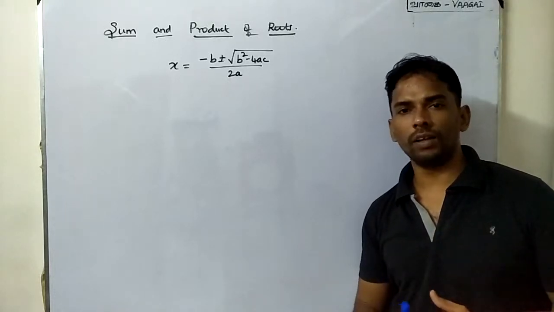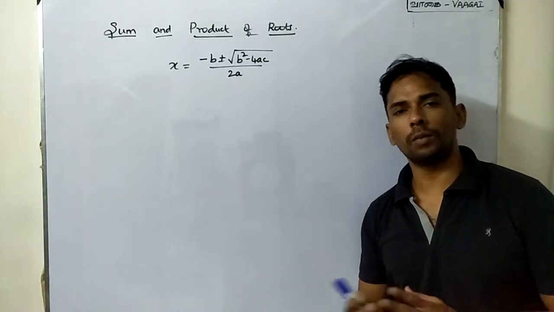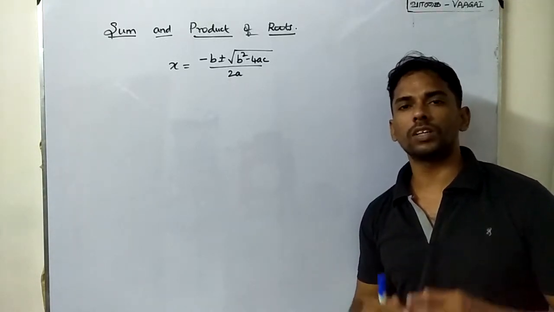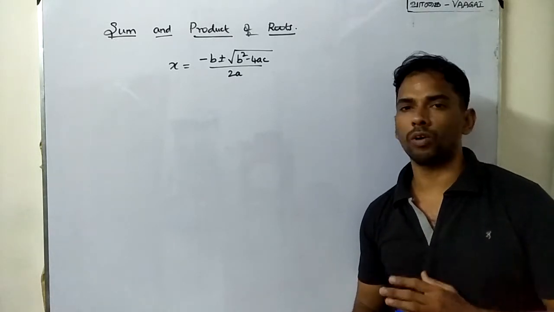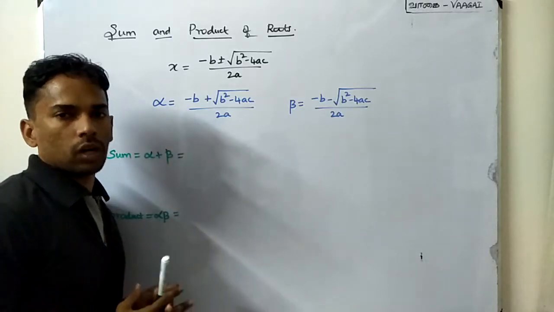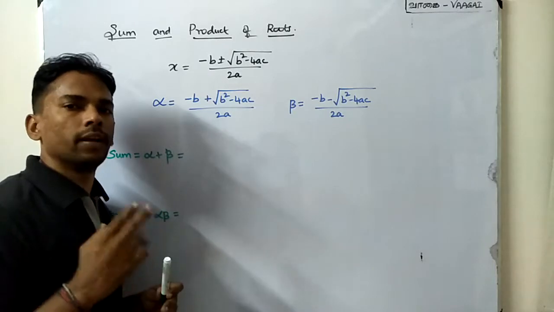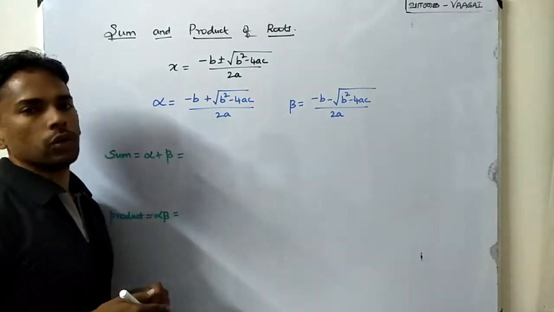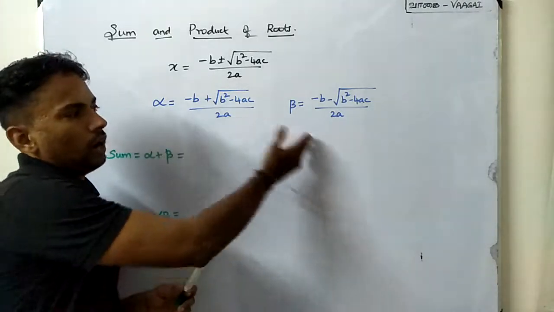We already derived the roots of a quadratic equation in our previous session. This session we are just going to find the sum and product of the roots. When we solve a quadratic equation, we know that we will be getting two roots. So here I am just going to take the two roots as alpha and beta.